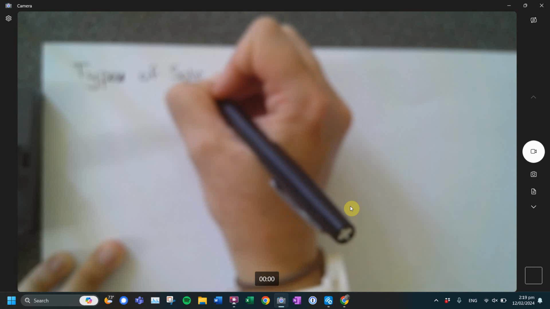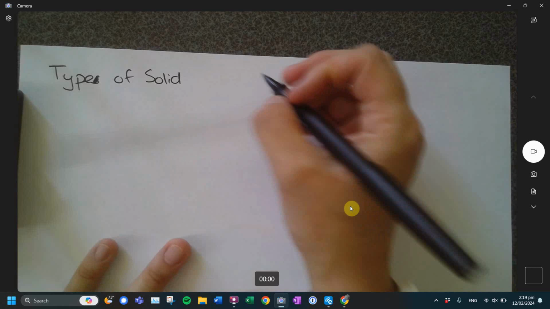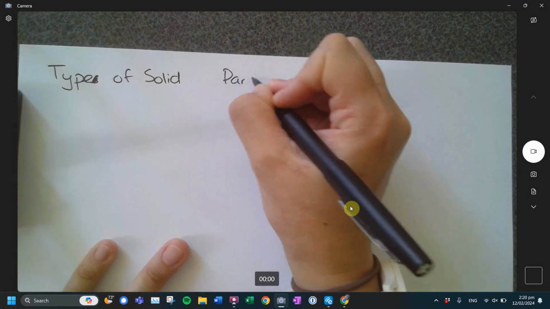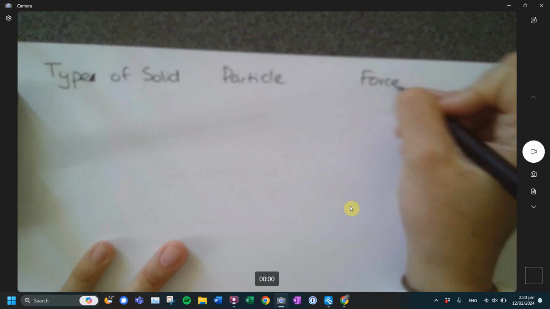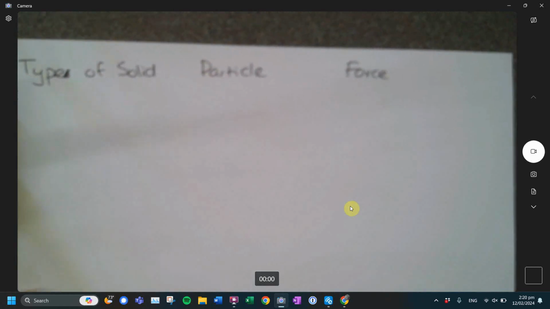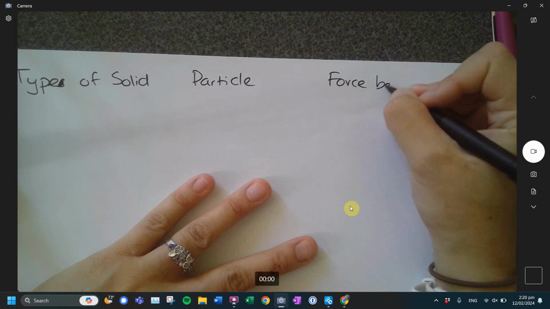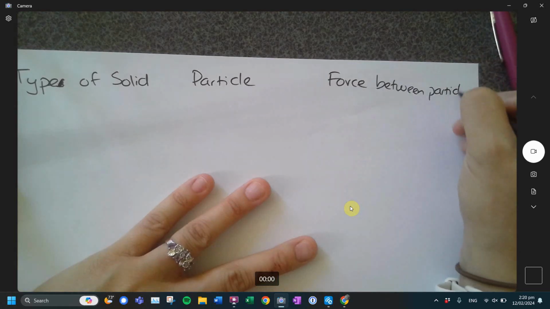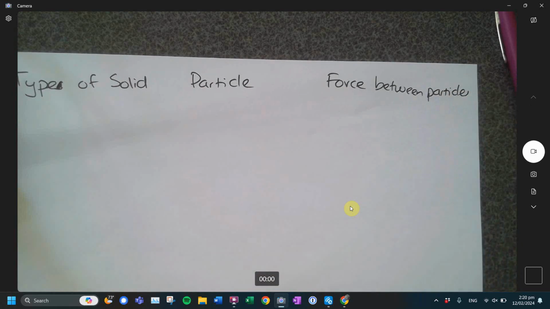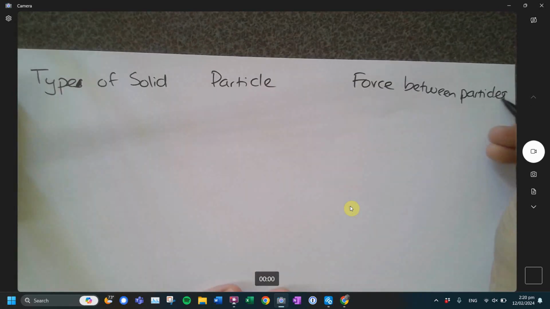The particle, and then the force that holds the particles, force between particles, I should say. Yep, sorry, handwriting's not good.